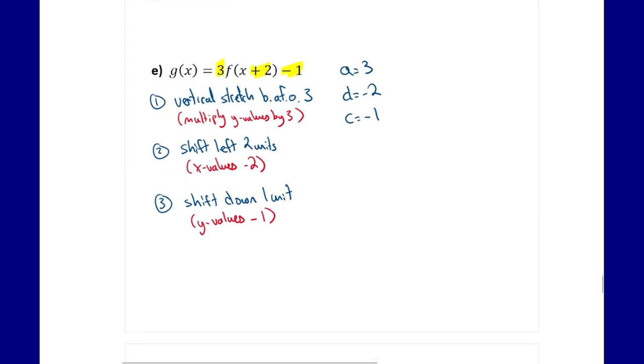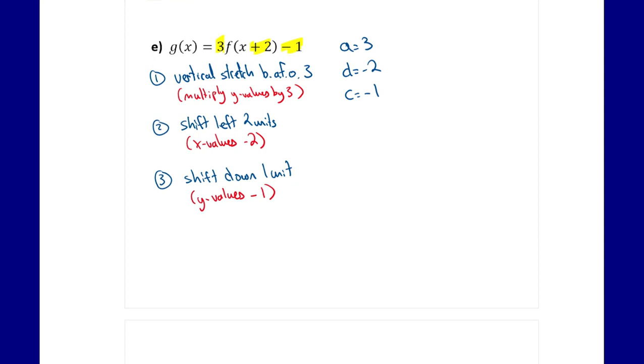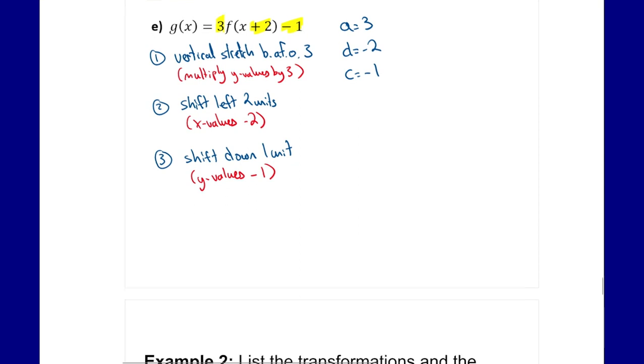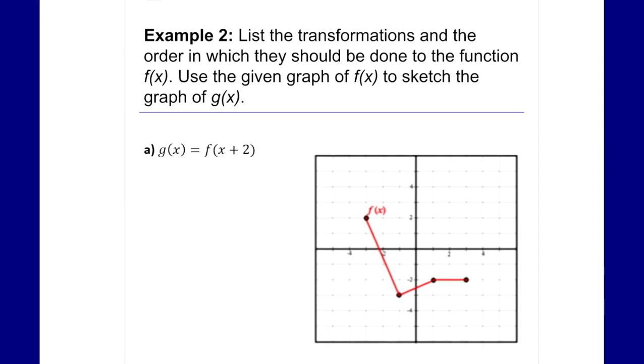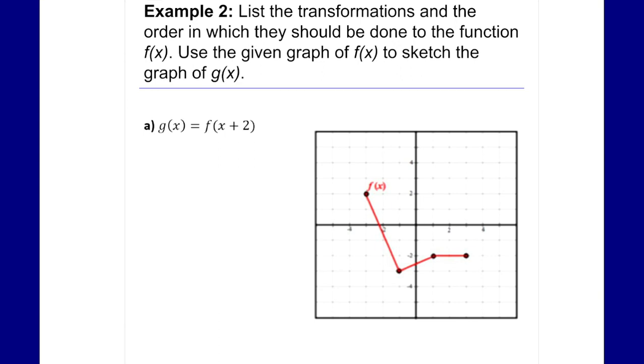So that was looking at the different types of transformations just by looking at the function. Now let's look at actually changing our function. Let's look at what the actual final product is going to be. So here we're going to list the transformations in the order that they should be done, and then we're going to use this graph of f(x) to sketch our new transformed function.